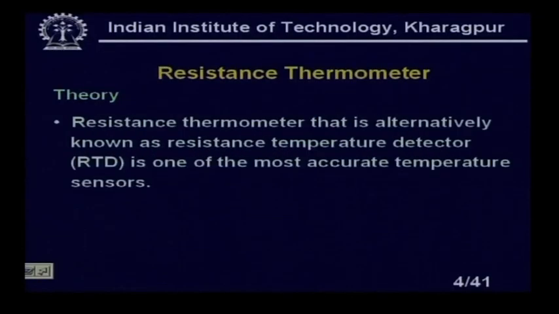Resistance thermometer theory: the resistance thermometer, alternatively known as a resistance temperature detector or RTD, is one of the most accurate temperature sensors. Immediately people will ask why you need such accurate temperature measurements. In many industrial applications this is not necessary. Even if there is a temperature difference of 1 or 2 or 3 degrees, it hardly matters.